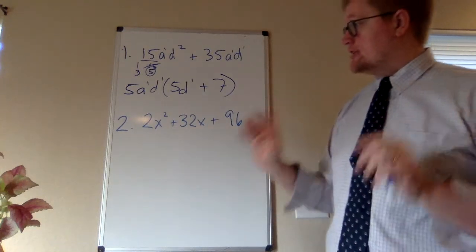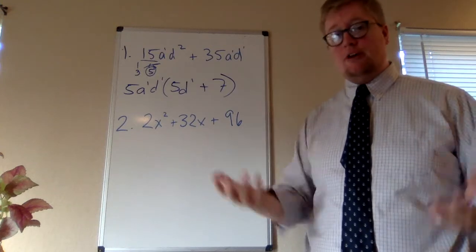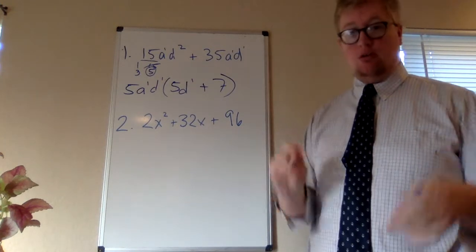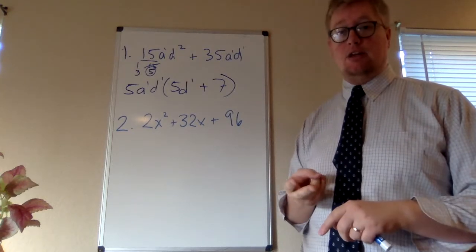All right, moving on to the second problem. Remember, this process is all about finding the greatest common factor. So, do it in two parts. First, looking at just the big numbers and coefficients. Second, looking at the variables.